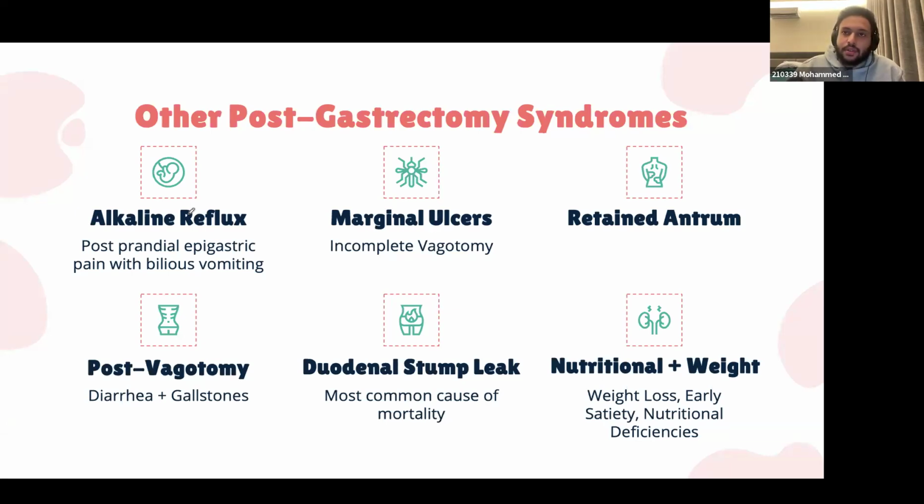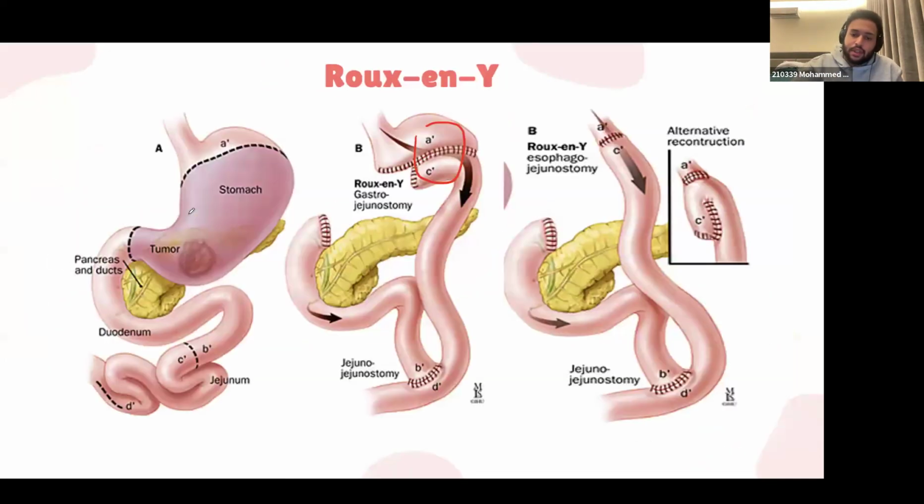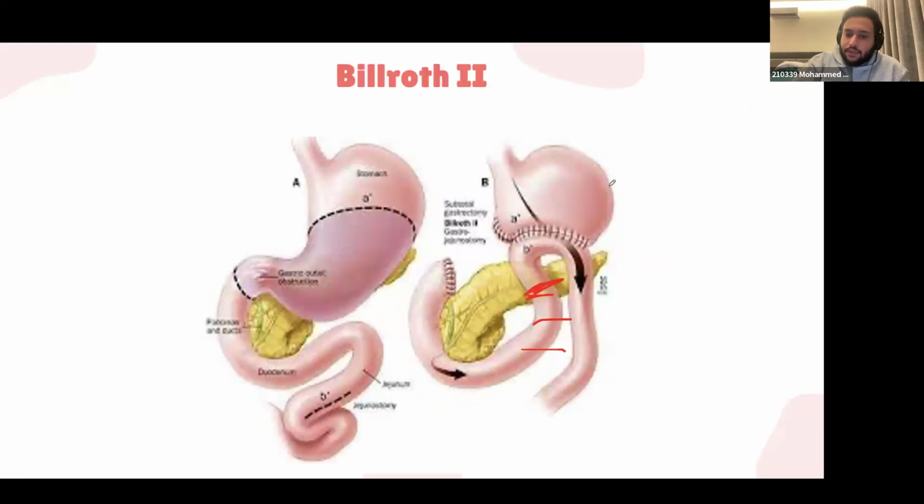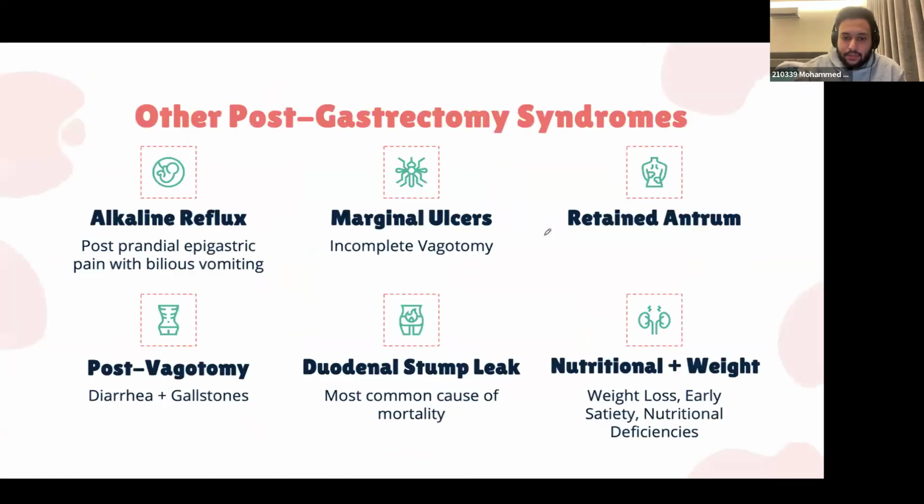Marginal ulcers: if you don't do a complete vagotomy, which is cutting the vagus nerve, you will have acid production. The acid will cause ulcers, mostly on the intestinal part of the anastomosis. So if you look at Billroth 2, if you didn't do a complete vagotomy, acid will be produced and will irritate the intestinal part of this gastrojejunectomy. That's pretty much the point of marginal ulcers. Retained antrum is not too important.